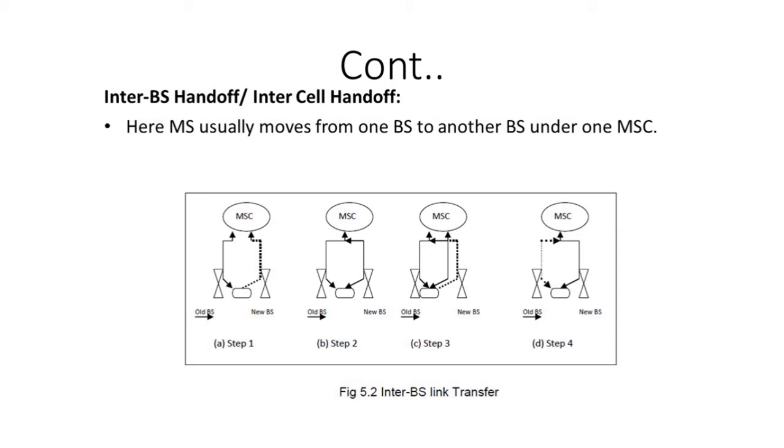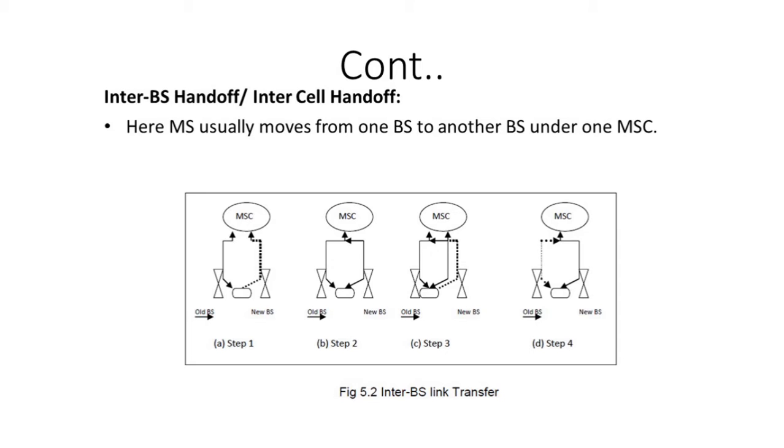So you can see this. It is a four-step procedure which has been shown here in the diagram. Initially, the old BS is connected and then a connection for the new BS is established, and you can see the dotted line that in step 3 the new BS tries to establish the connection, and as soon as step 3 connects through the new BS, then in step 4 the connection from the old BS is disconnected. So this is inter base station movement.